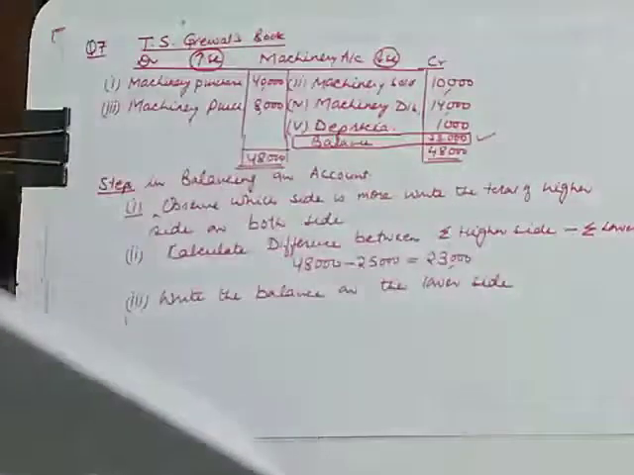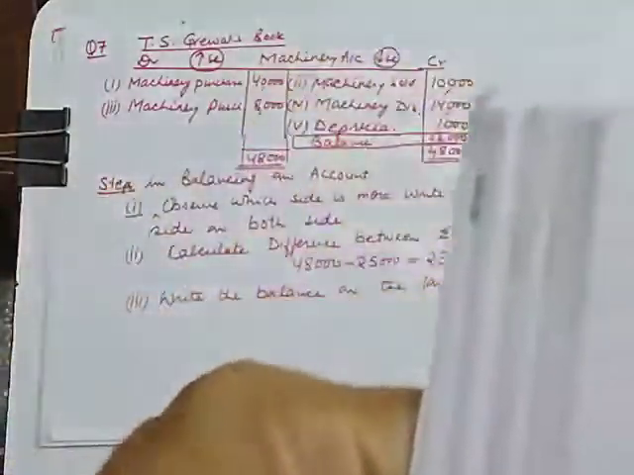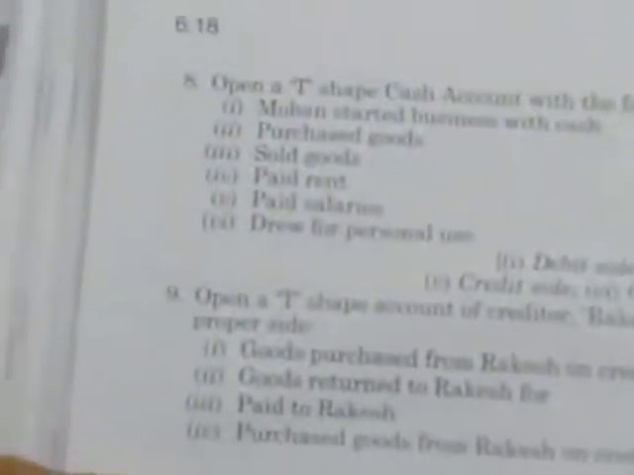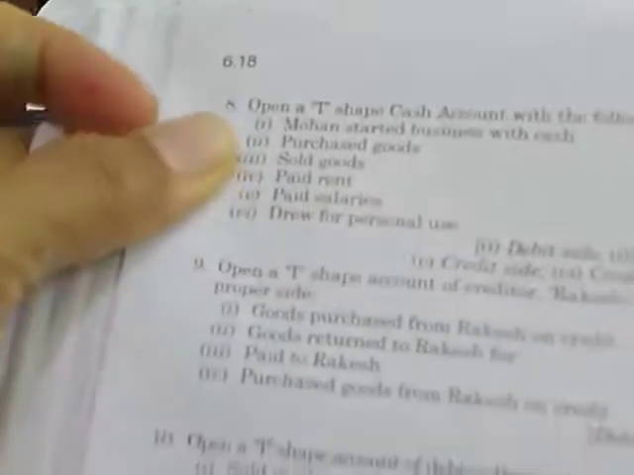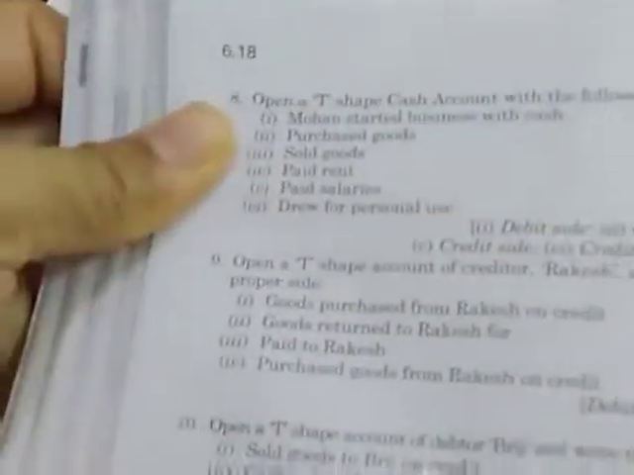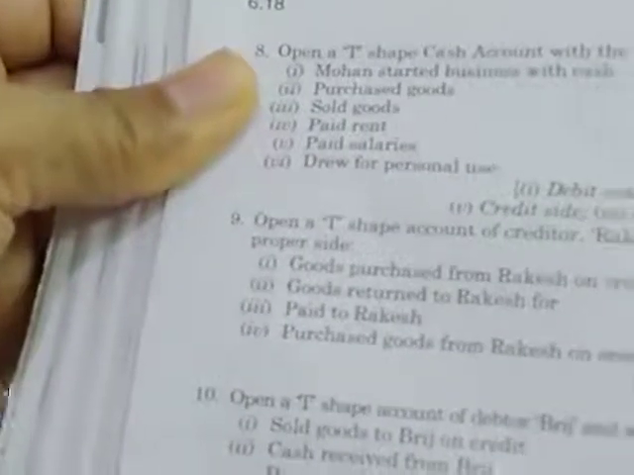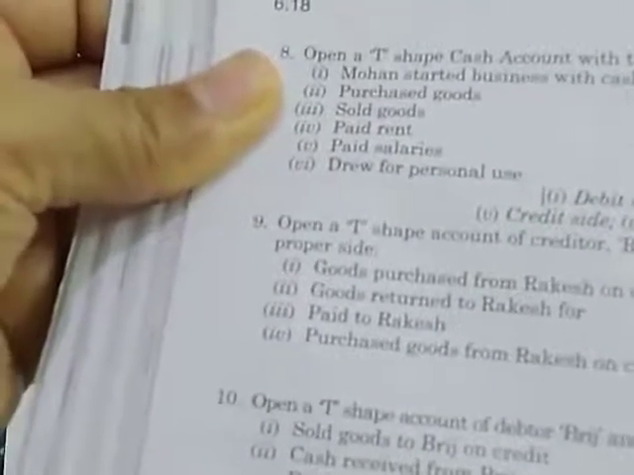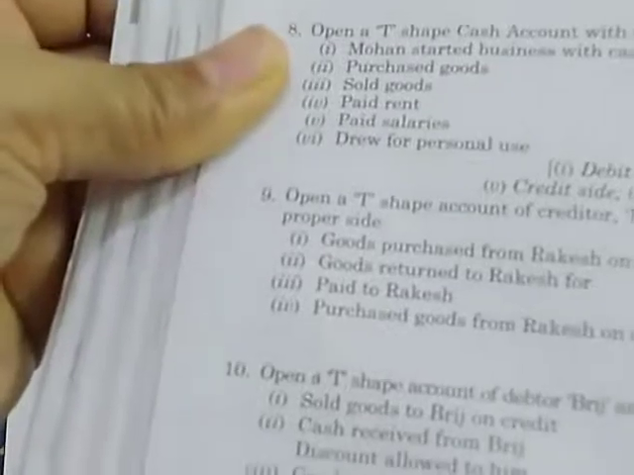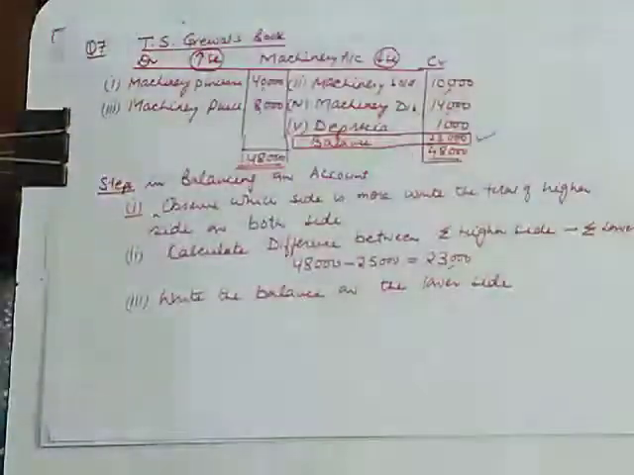In the next question, let us see what is there. Question number 8. You can see question number 8 on your screen. Open T-shape account, T-shape cash account. Mohan started business with cash, purchased goods, sold goods, paid rent, paid salary, drew for personal use. So let us open the cash account here.